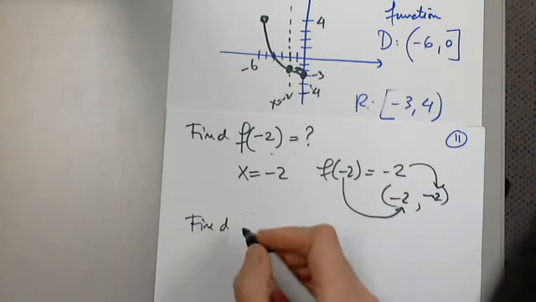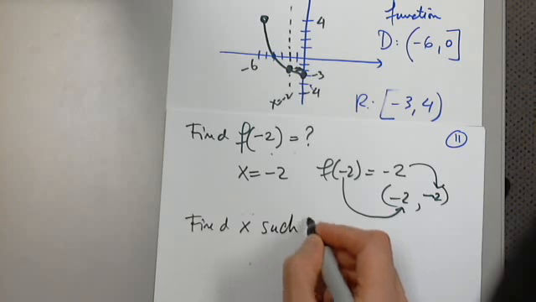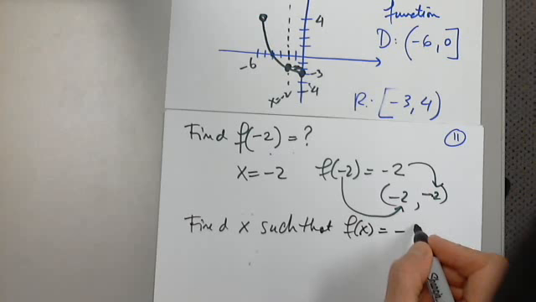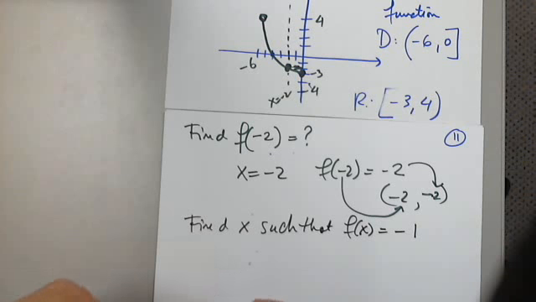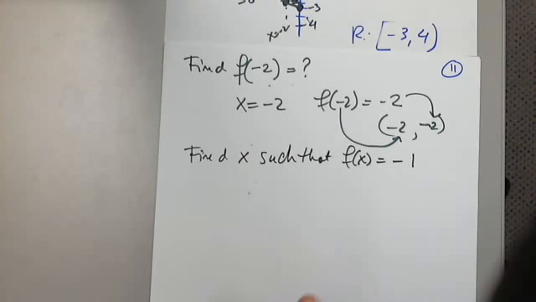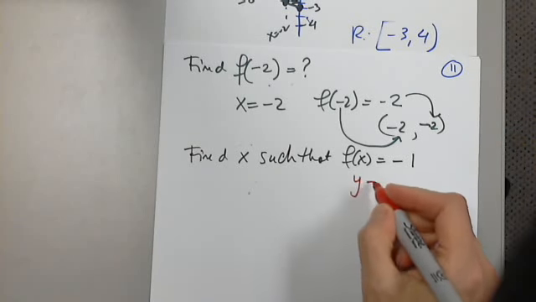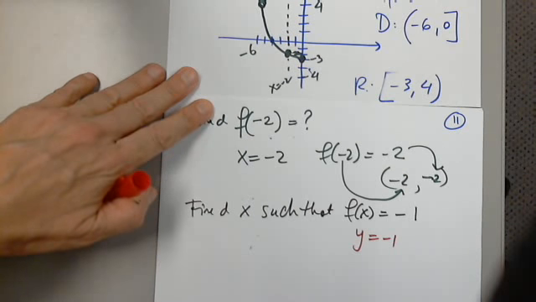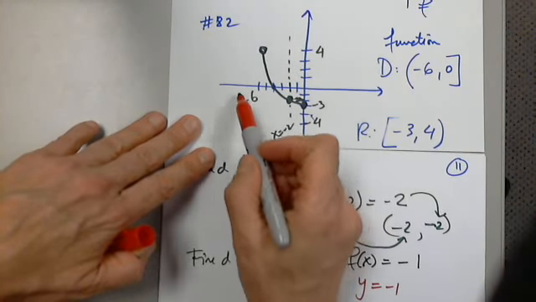So now we want to find x such that f of x equals -1. What is given now in the question? Yes, so it's given y equals -1. What type of line is that? Very good, excellent.